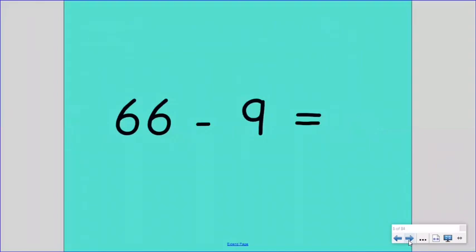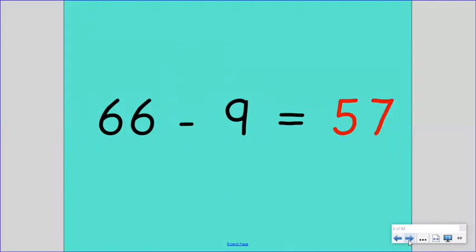66 take away 9. Get ready for the answer. 66 take away 9 equals 57. Well done. So 66 in your head, 9 on your fingers, and we count backwards from 66. 66, 65, 64, 63, 62, 61, 60, 59, 58, 57. Well done.